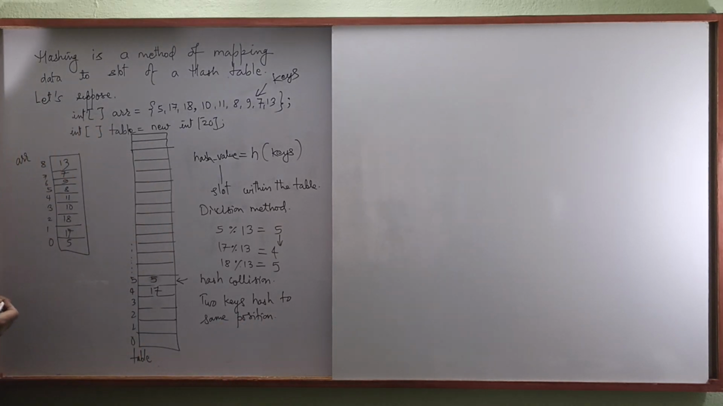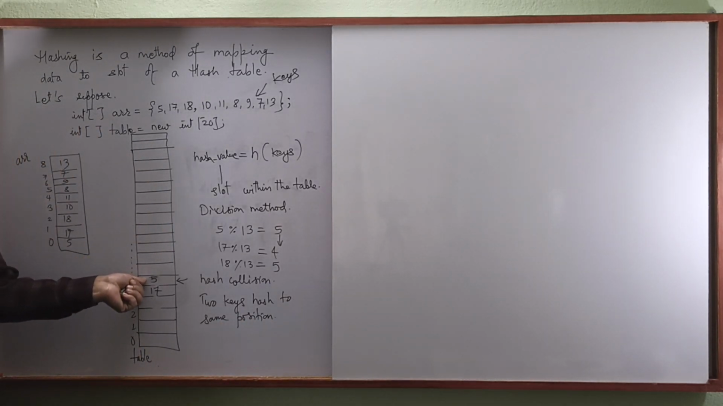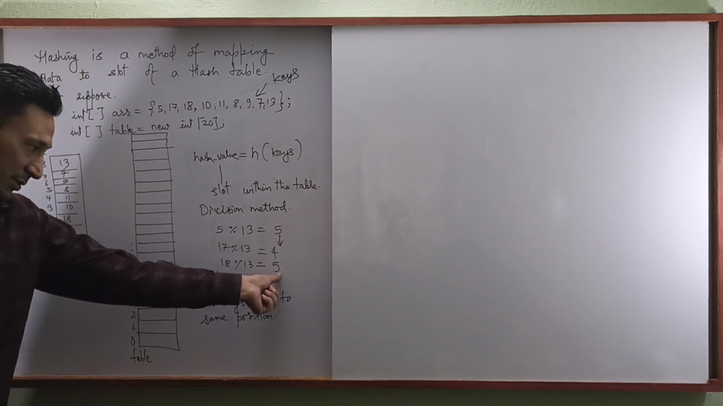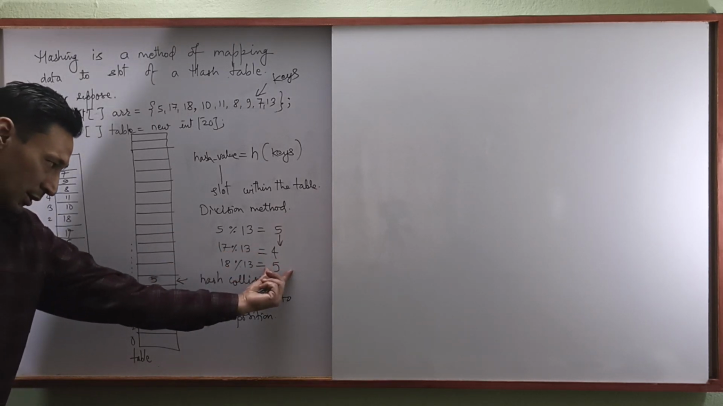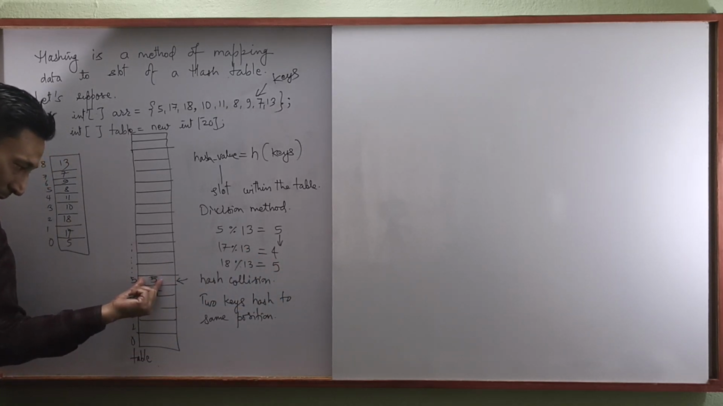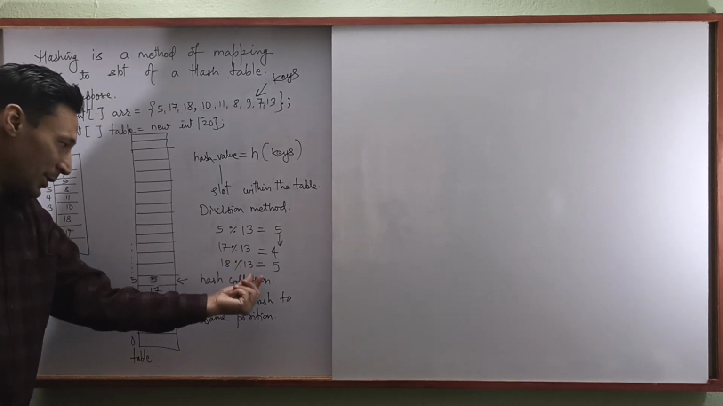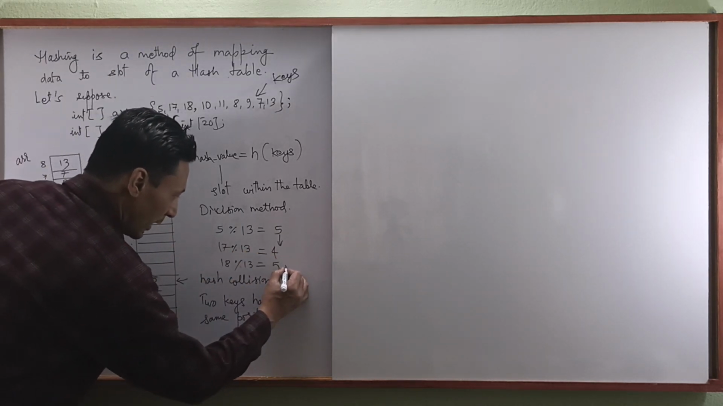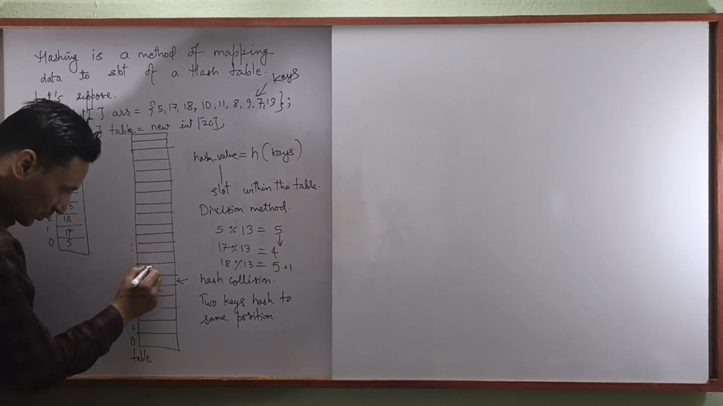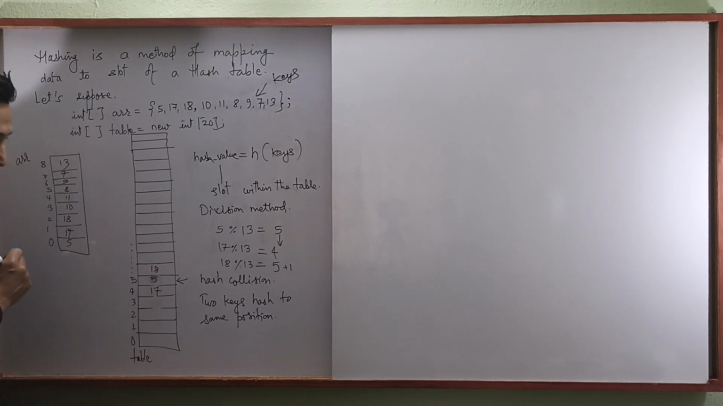There are different ways to resolve this hash collision. What we can do is store this value in the next empty position of the hash table. When we divide 18 by 13 we get the remainder 5. So this is the slot where 18 should be stored, but that slot is already occupied by 5. So we increment this slot by 1 and check if this position is empty. If empty, 18 will be stored. In this case this is empty, so 18 will be stored.